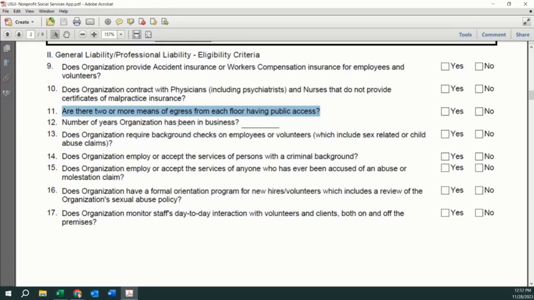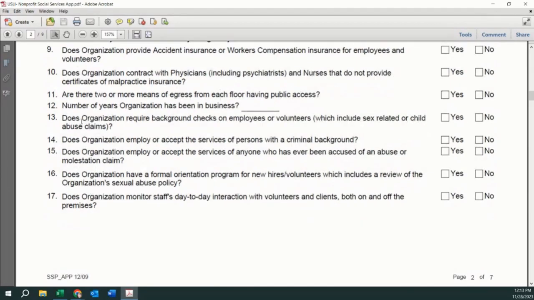Now, does the organization contract with physicians, including psychiatrists and nurses, that do not provide certificates of malpractice? I know I'm going up a little bit. Dancing around on this. I'm sorry about that. That one, number 10, self-explanatory. Does the organization require background checks on employees or volunteers, which include sex-related or child abuse claims? That's up to you guys.